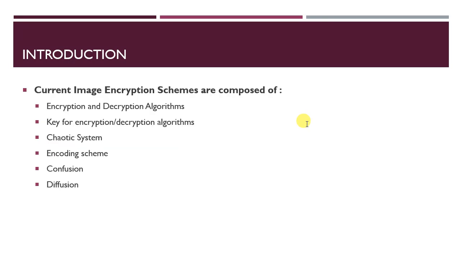operations. So the current image encryption schemes are composed of the following: each encryption scheme must have an encryption algorithm and its decryption algorithm, a key for the encryption and decryption algorithms, chaotic systems, encoding scheme, confusion and diffusion operations.